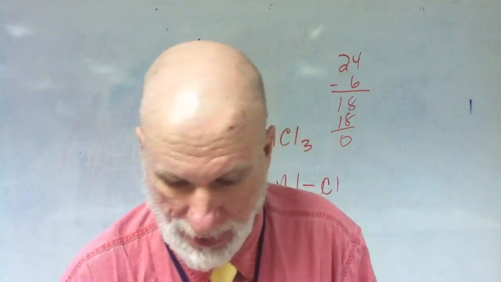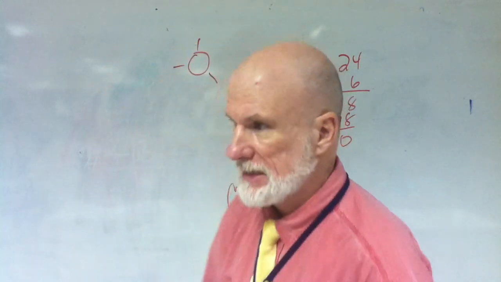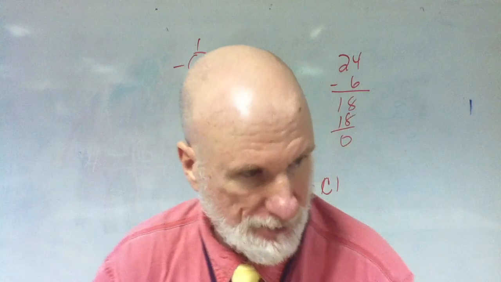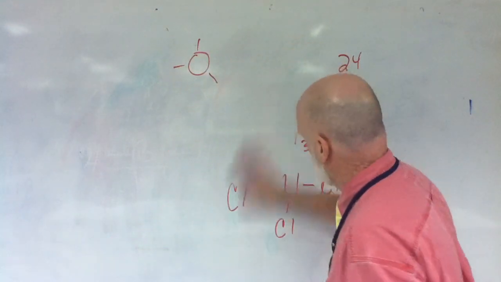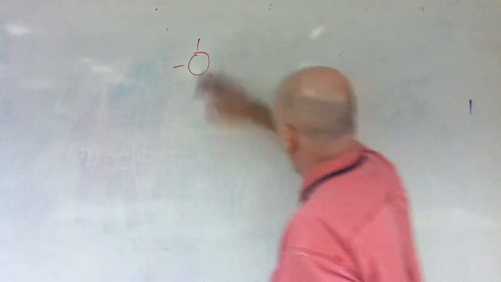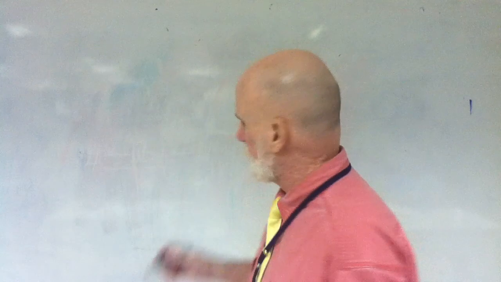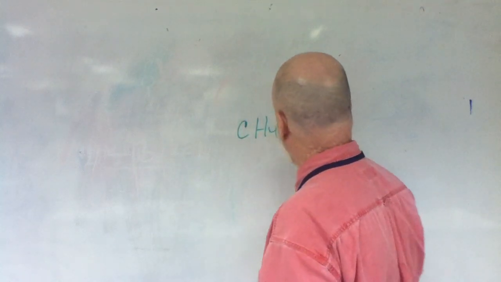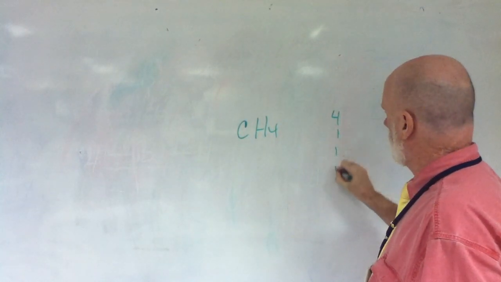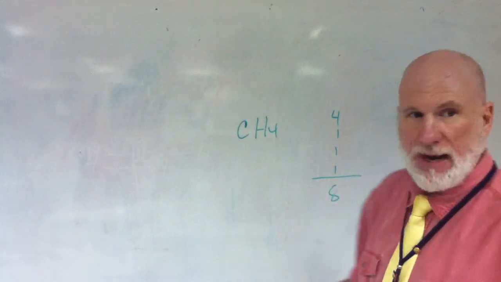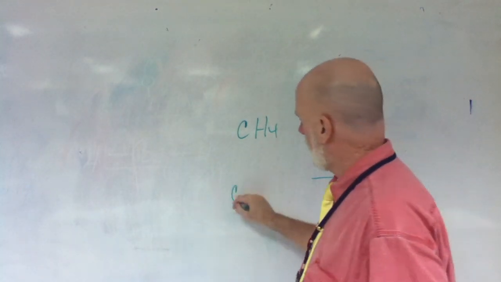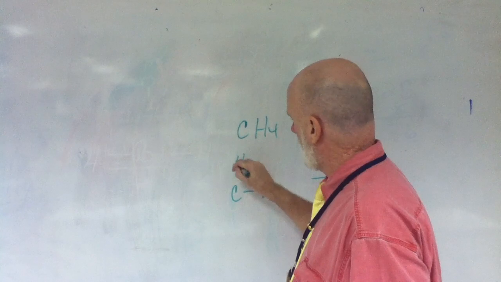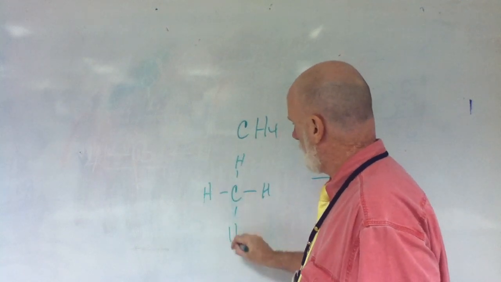All right. Now, I know I said I'm finished, but I'm going to do one more, and this is the classic one. Are you ready? Cool. Okay. This is probably one of the most famous, one of the most stable molecules, the stablest geometries in nature. Right? 4, 1, 1, 1, 1, 8, correct? Carbon, hydrogen, hydrogen, hydrogen, hydrogen.